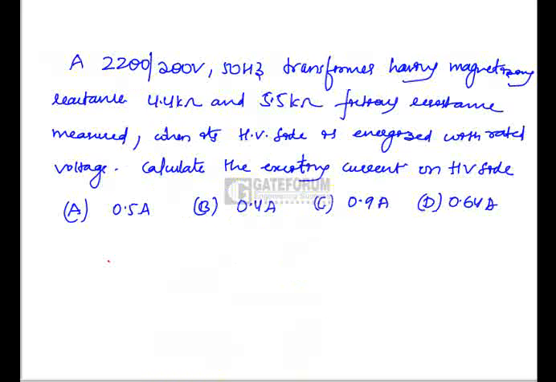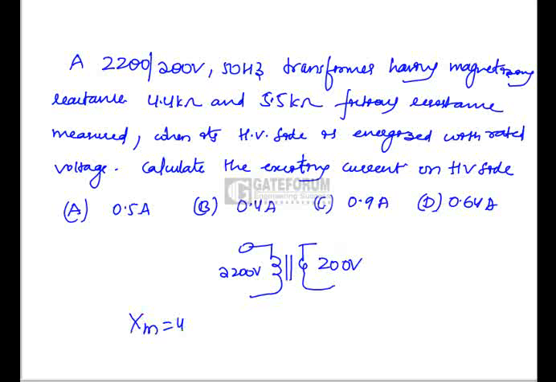In this question he has given a transformer which is rated on the primary side, let us take it as the high voltage side, at 2200 volts. On the secondary side it is rated at 200 volts. It has magnetizing reactance Xm equal to 4.4 kilo ohms and fictitious resistance R0 equal to 5.5 kilo ohms. It is measured when the HV side is energized with rated voltage.